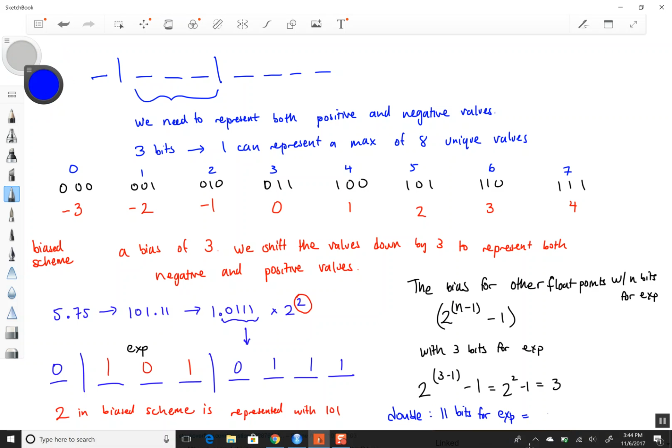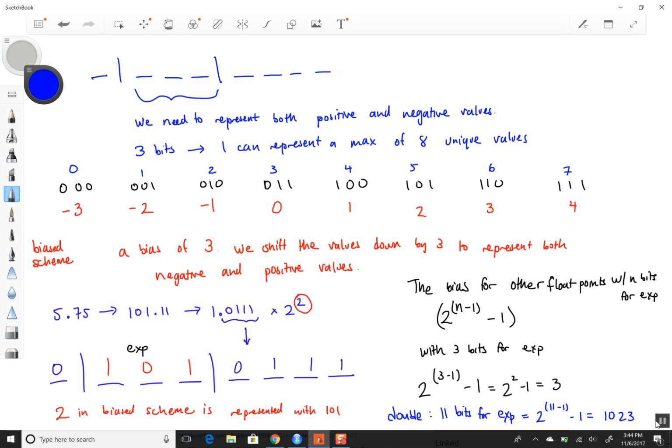Okay, 11 bits for the exponent would be 2 to the 11 minus 1, minus 1. So it's 2 to the 10, which is 1024, minus 1, we have a bias of 1023. So whatever number it is, you would basically shift that value by 1023 to figure out how to represent it in binary for the exponent portion. Is this okay? All right. So we have that.